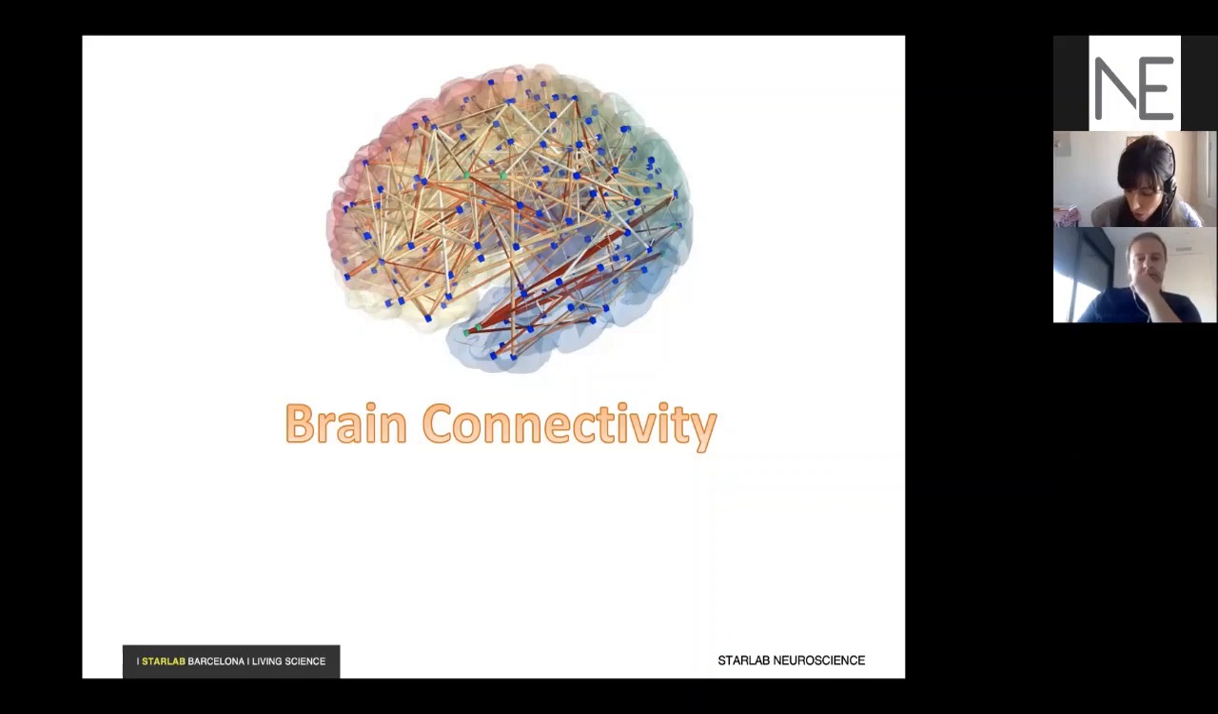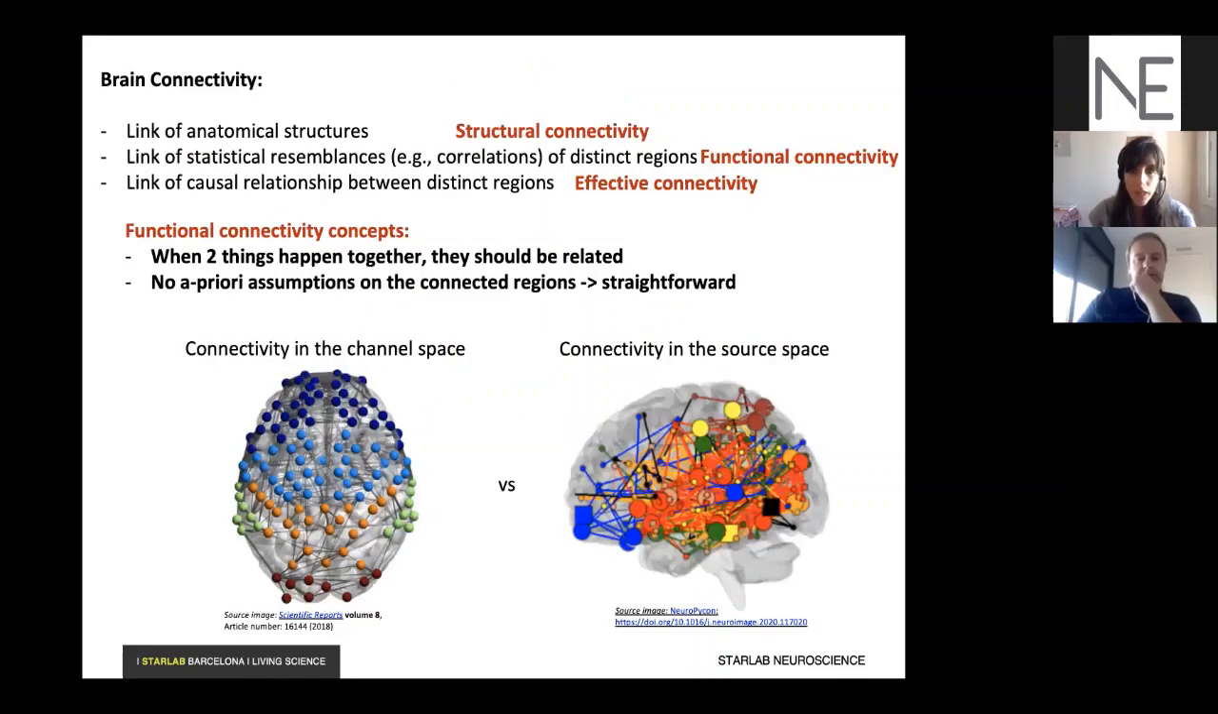Okay, so brain connectivity. We have different definitions again for connectivity. We have structural connectivity, which is based on the link of anatomical structures. We have functional connectivity, which is the link of statistical resemblances across distinct regions. In this case, we don't need to have anatomical structure. And then we have effective connectivity, which is a link of causal relationships between these distinct regions. In that third case, having an idea of the structural connectivity would help a lot in interpreting the results.